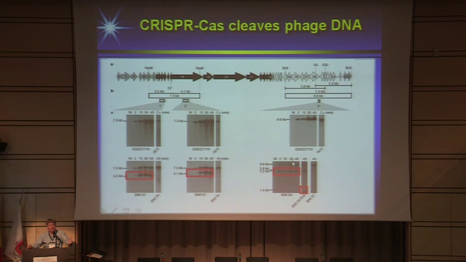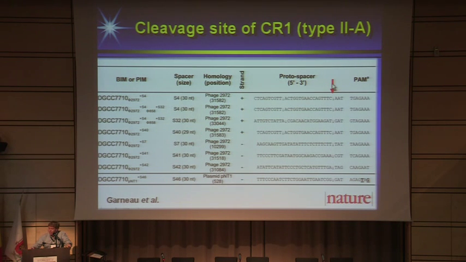The next step was to see where it was cleaved. And it would cleave right within the protospacer, 3 nucleotides from the PAM in the phage genome. So the CRISPR-1, the type 2A, was cleaving in this region. We've done this with multiple BIMs, and every time it was cleaving in the same area. We also did that with a strain that had acquired a spacer targeting a plasmid, and again, it was cleaved at the same region.